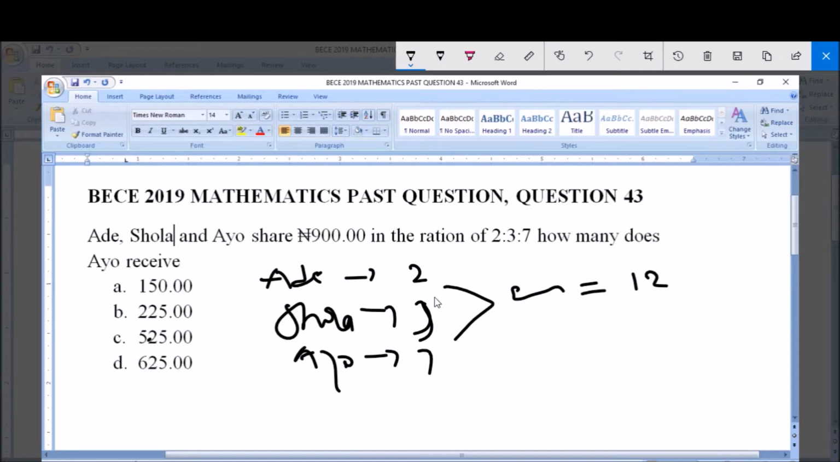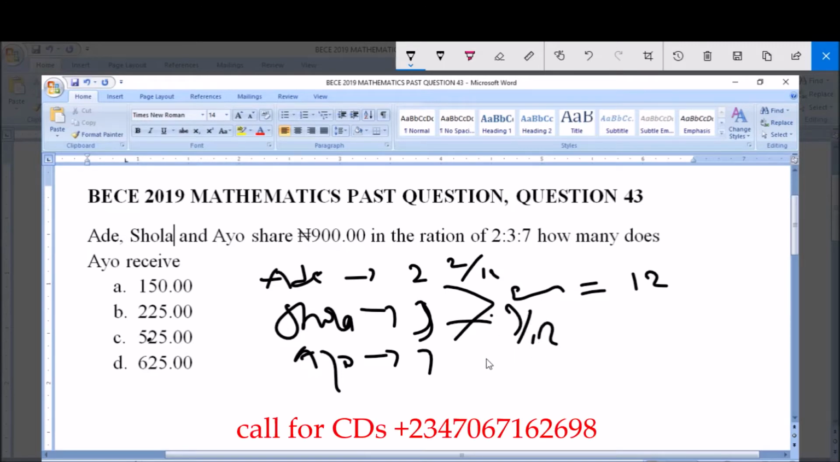And like we know, ratio is just another way of expressing what? Fractions. Meaning that Ade here got what? 2/12 of 900 naira. Shola here got what? 3/12 of 900 naira, and Ayo here got what? 7/12 of 900 naira.